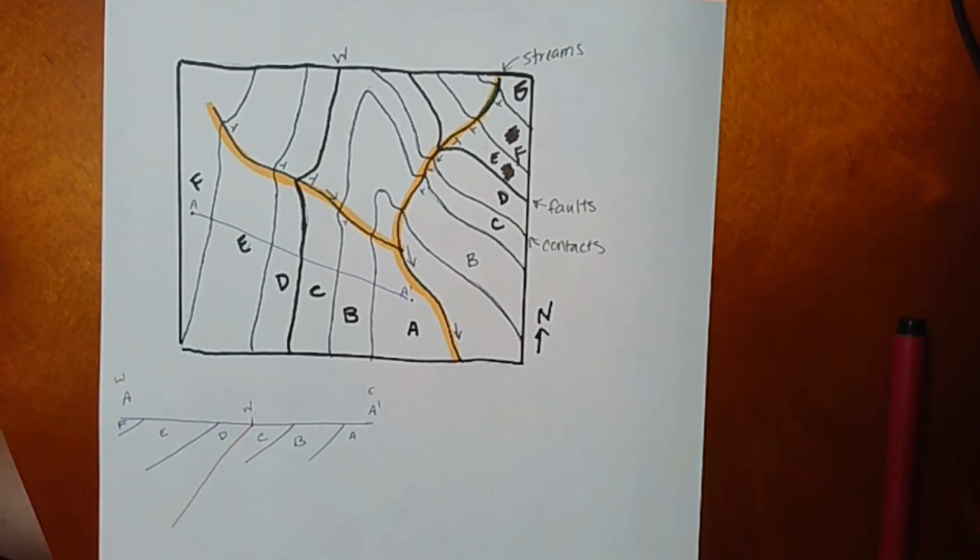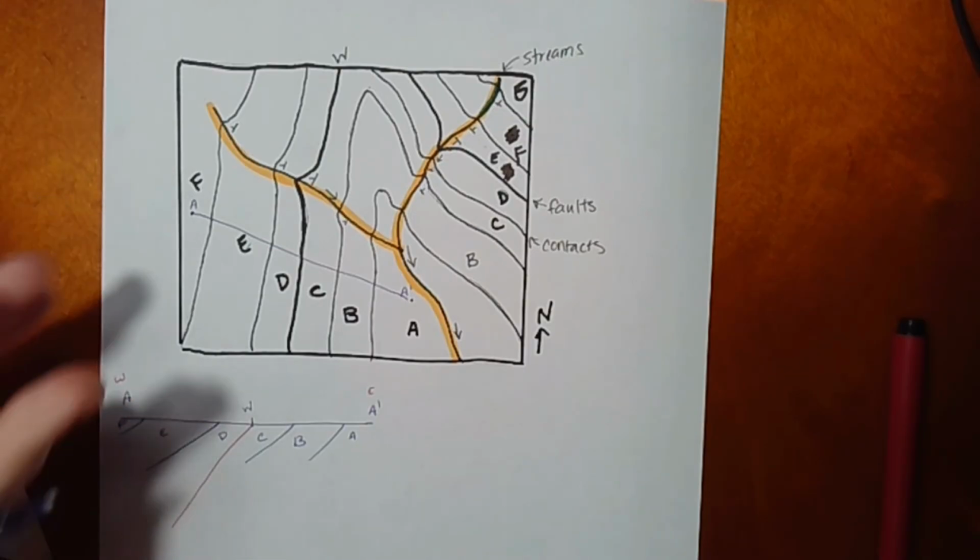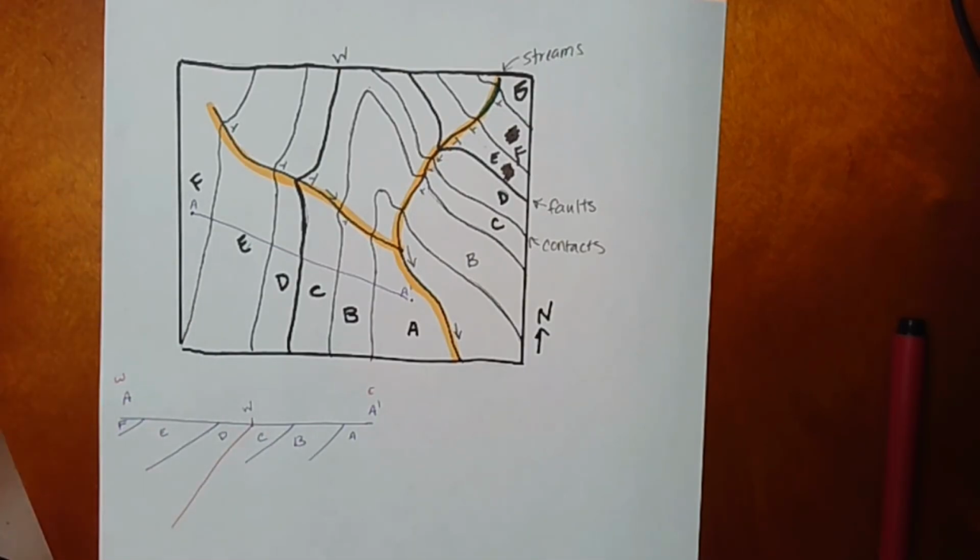Okay, now right off the bat, it might be hard to visualize what kind of fault this is, but we know that these units are dipping and we don't think that they're overturned. We haven't been given a reason to believe that they're overturned. So that means that A is the oldest and F is the youngest.